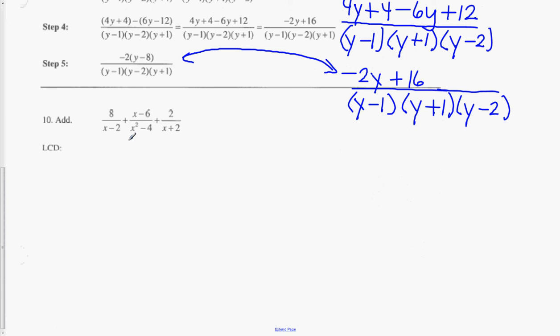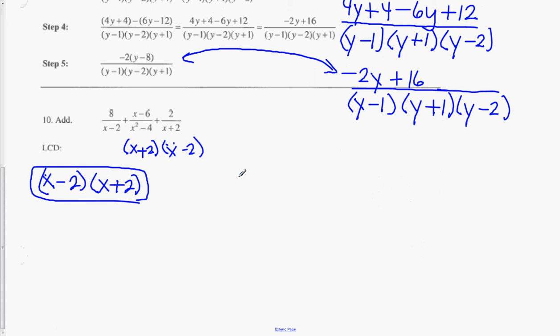X minus 2 is already factored. X squared minus 4 would be x plus 2 and x minus 2. All right, so I've got an x minus 2. That needs to be in my LCD. I have an x plus 2 and an x minus 2 in that second one, so I'm missing the x plus 2. I've got to include that. And then when I look at my last denominator, I've already got the x plus 2 in here. So here's my LCD. So I'm going to come over here and I'm going to put my LCD on the bottom.